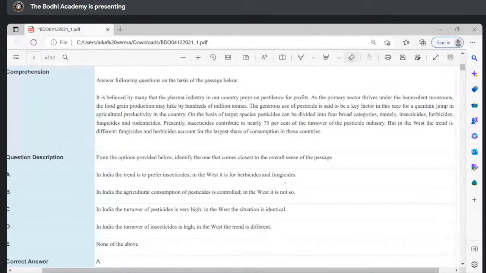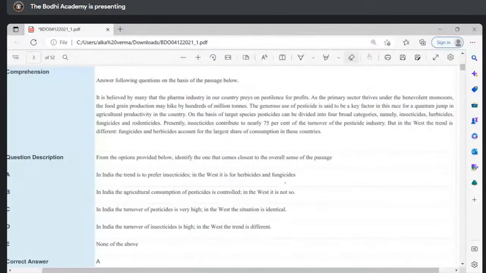A: in India, the trend is to prefer insecticides. In the West, it is herbicides and fungicides. B: in India, the agricultural consumption of pesticides is controlled. In the West, it is not. Is something like this mentioned? No. We're just taking everything into consideration. The third one: in India, the turnover for pesticides is very high. In the West, the situation is identical. As for turnover regarding the money, they haven't said anything, so this is not very suitable. The last one, D: in India, the turnover of insecticides is high. In the West, the trend is different.